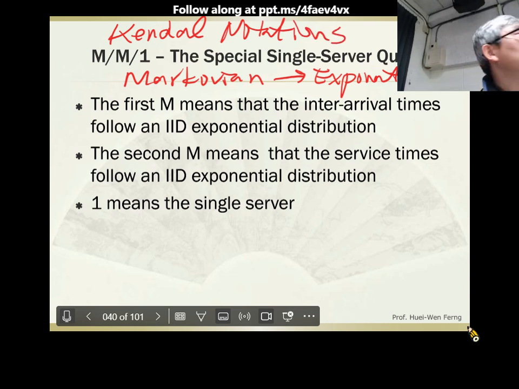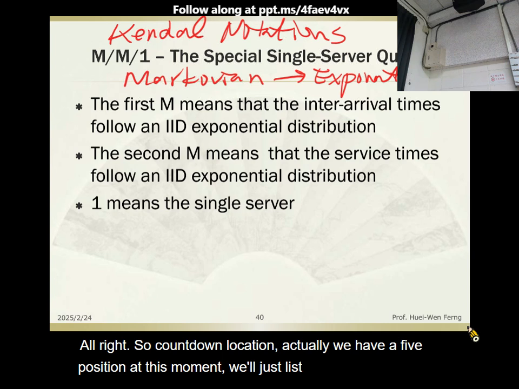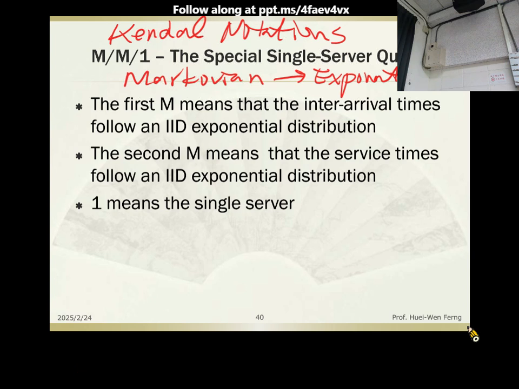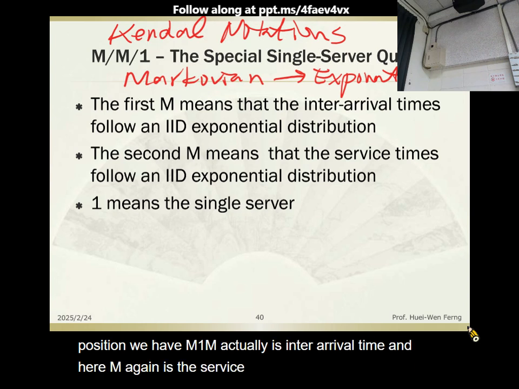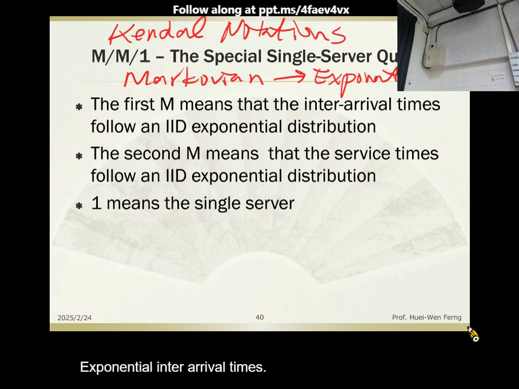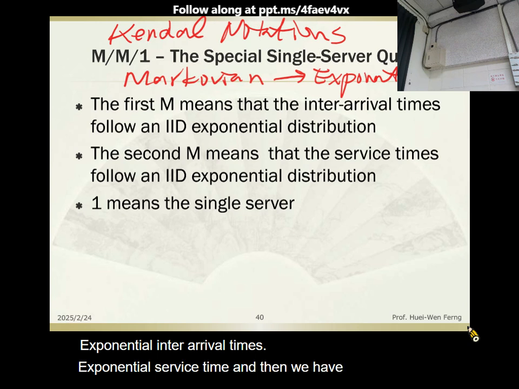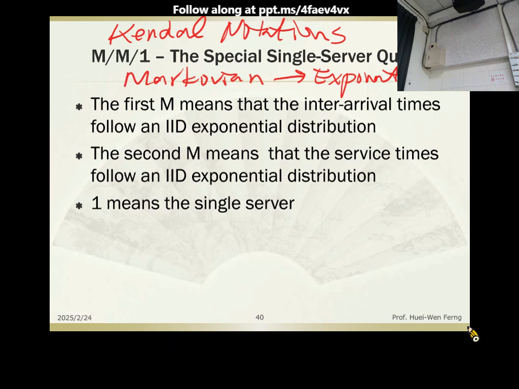All right, so Kendall notation. Actually, we have 5 positions. At this moment, we just list 3 of the 5 positions. We have M/M/1. The first M is the inter-arrival time. And here M again is the service time. And the third position is the number of servers. So 1 is a single server. So that's why we have exponential inter-arrival times, exponential service time, and then a single server. And so we have a specific single server queuing system, M/M/1 here, for our simulation.